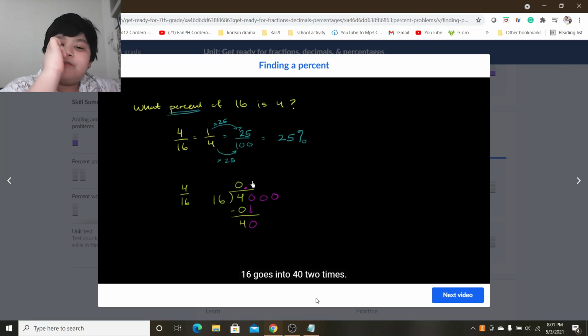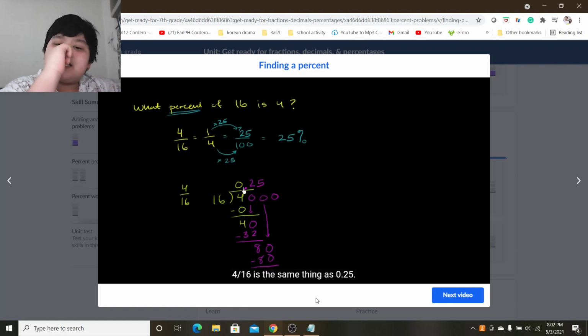16 goes into 40 2 times. 2 times 16 is 32. You subtract, you get 8, and you can bring down another 0. And we have 16 goes into 80. Let's see, 16 goes into 80 5 times. 5 times 16 is 80. You subtract, you have no remainder, and you're done.